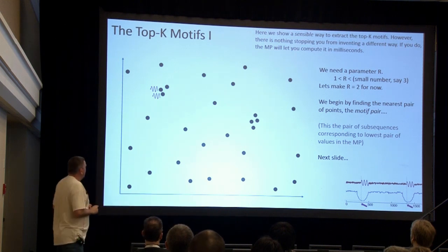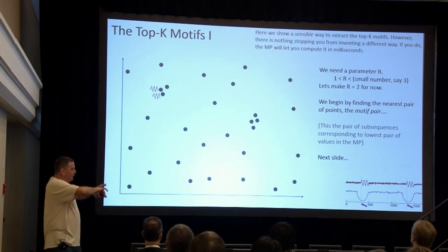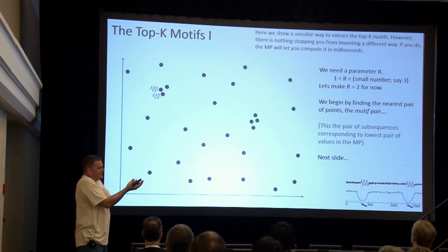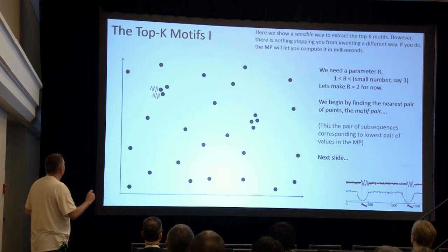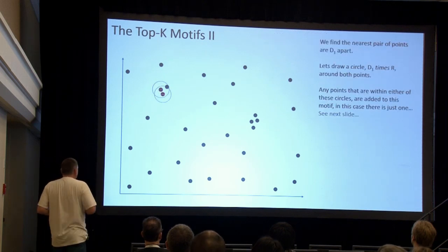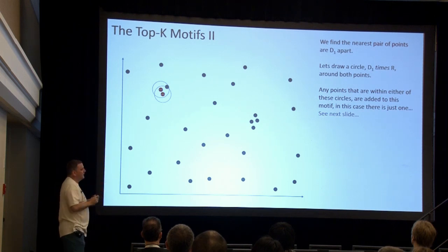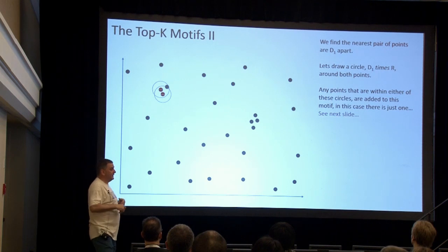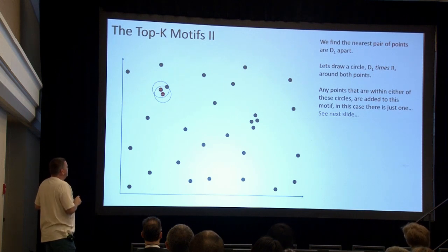Now, here I found two repeated patterns, but there might be more in my data set. So I need to get them into a single group, a single cluster of motifs. And what I'm going to do is use this parameter R here. I'm going to measure the distance between these two motifs, which I know from the matrix profile. I'm going to multiply it by the R value, which is 2, and I'm going to draw two circles at that radius around each of those red points.